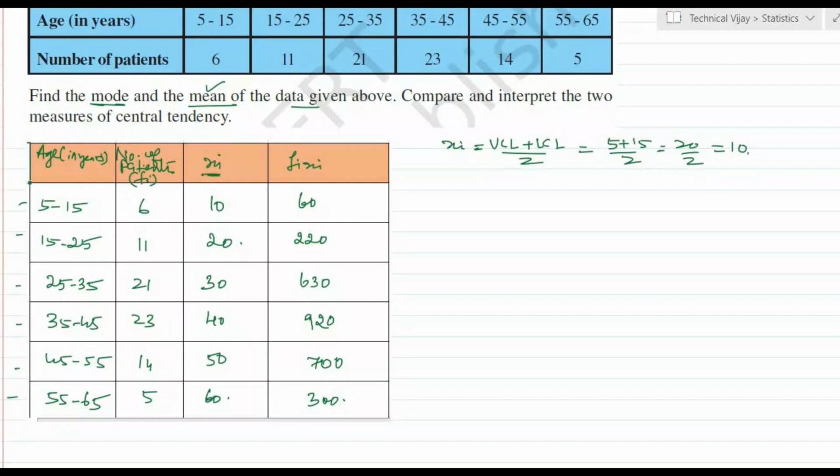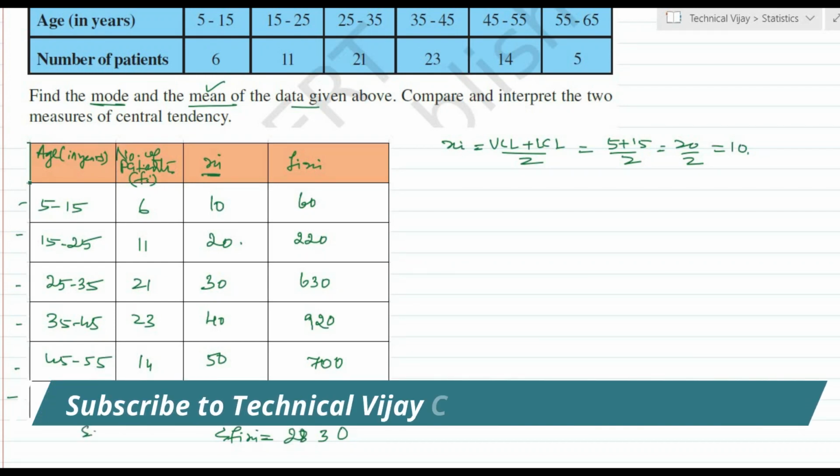Now this sigma of Fi Xi, I will add here as the total. 60 plus 220 plus 630 plus 920 plus 700 plus 300 is equal to 2830. And sigma of Fi is 6 plus 11 plus 21 plus 23 plus 14 plus 5, which is equal to 80.